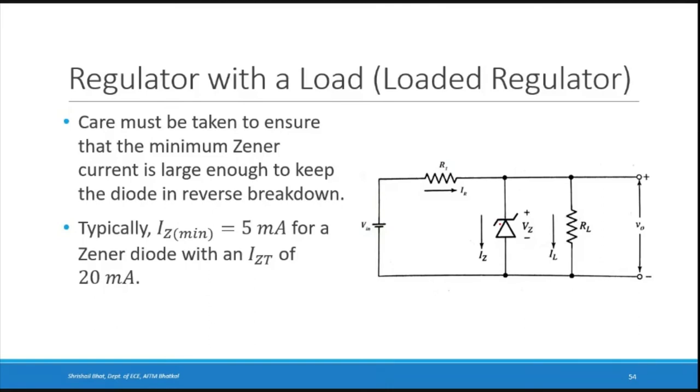Normally the value of that minimum current will be 5 milliamps for a Zener diode with a test current of 20 milliamps. IZT stands for test Zener current. So if the test current is 20 milliamps, then the minimum Zener current you have to maintain is 5 milliamps. We will see this when we take some examples.